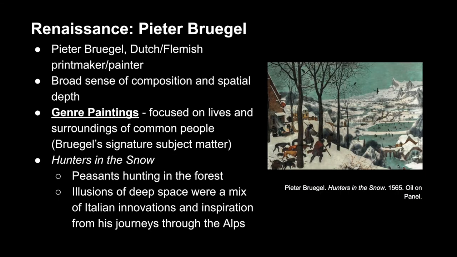On to Peter Bruegel, who was a Dutch-Flemish printmaker and painter. He had a broad sense of position and spatial depth, which he utilized in genre paintings. These focused on the lives and surroundings of common people, which actually became his signature subject matter. This is the continued focus of the human rather than the divine. This example, Hunters in the Snow, represents peasants hunting in the forest. These illusions of deep space were a mix of Italian innovations, along with the inspiration he found from his journeys throughout the Alps.